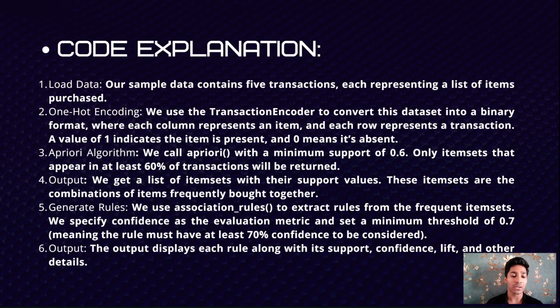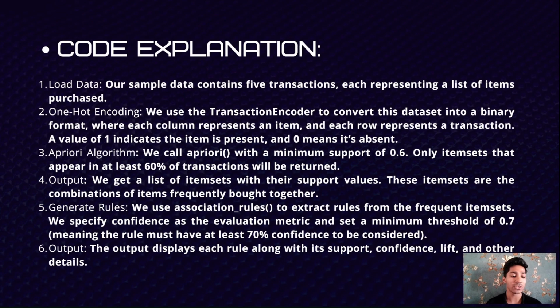Third is the apriori algorithm. We call the apriori algorithm with a minimum support of 0.6. Only item sets that appear in at least 60% of transactions will be returned. Fourth step is the output. We get a list of item sets with their support values. These item sets are the combinations of items frequently bought together.